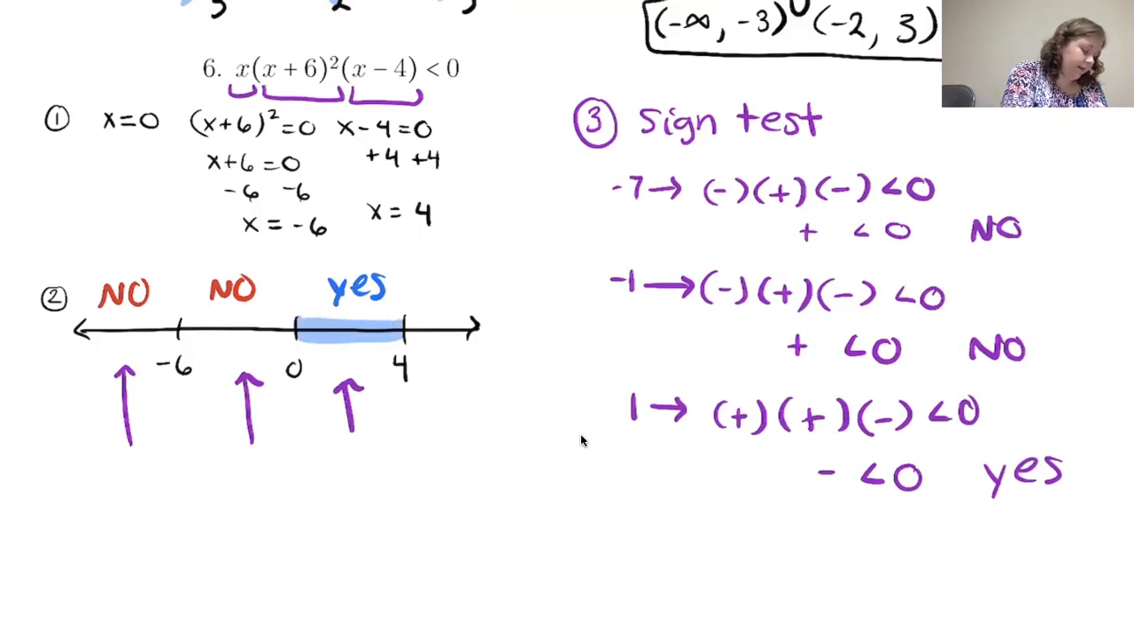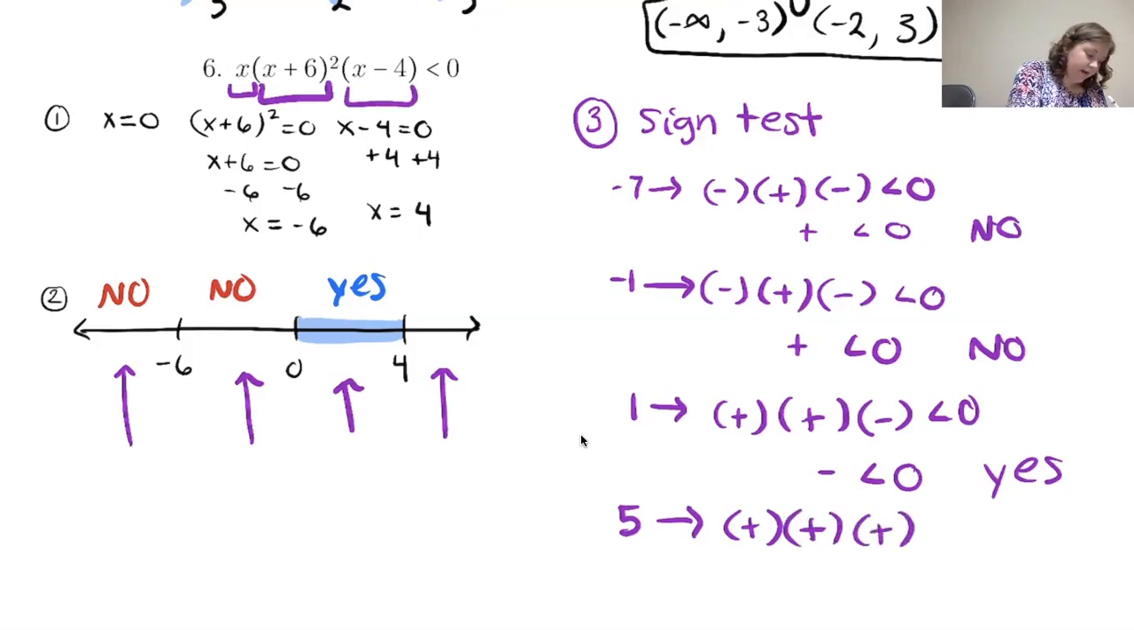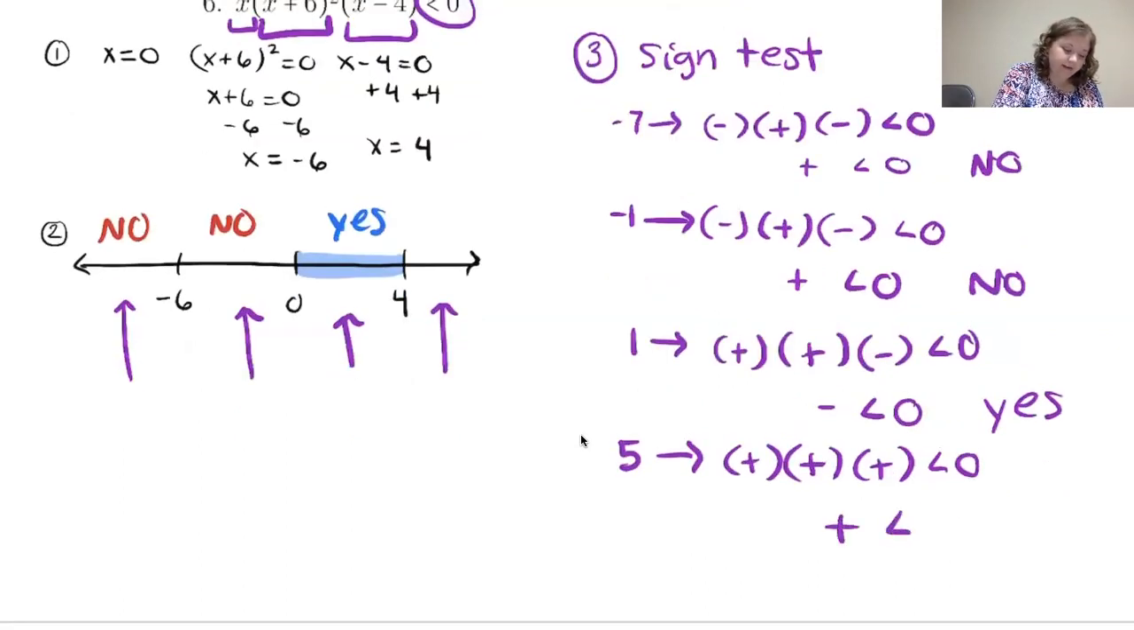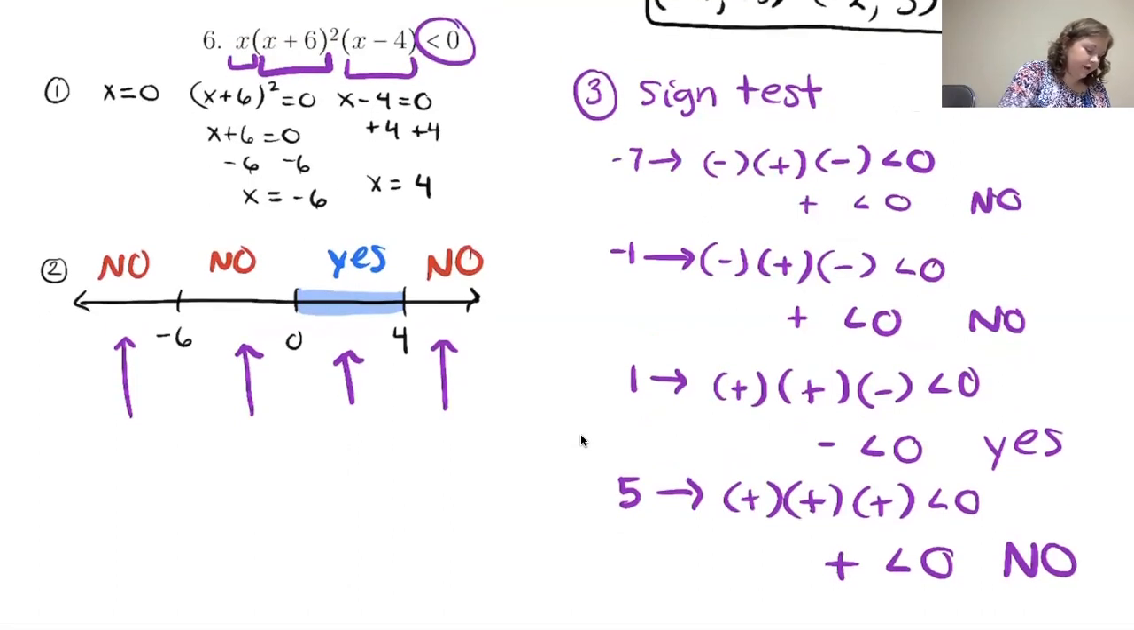And then the last interval that we'll test will be the interval greater than 4. So we'll pick 5. So we plug 5 in, and we get 5 is positive. The second term, 5 plus 6 squared, since it's squared, is already going to be positive. And then 5 minus 4 is positive. And is it less than 0? Positive times positive times positive is positive, which is not less than 0. So that one is no, that's not true. And we have finished step 3.